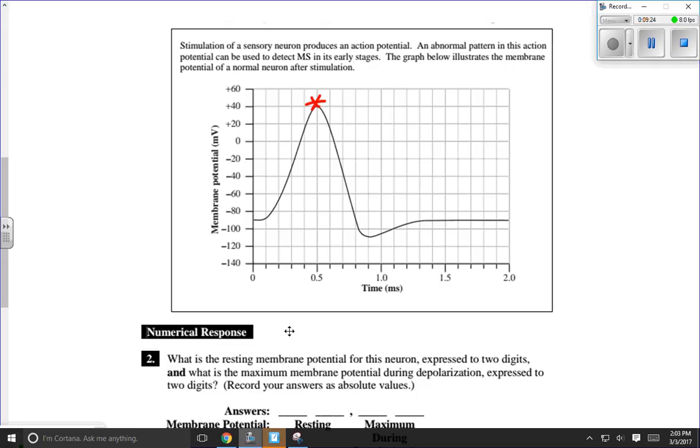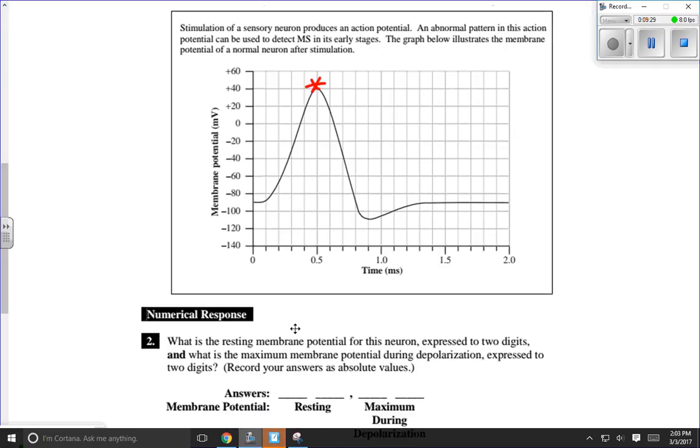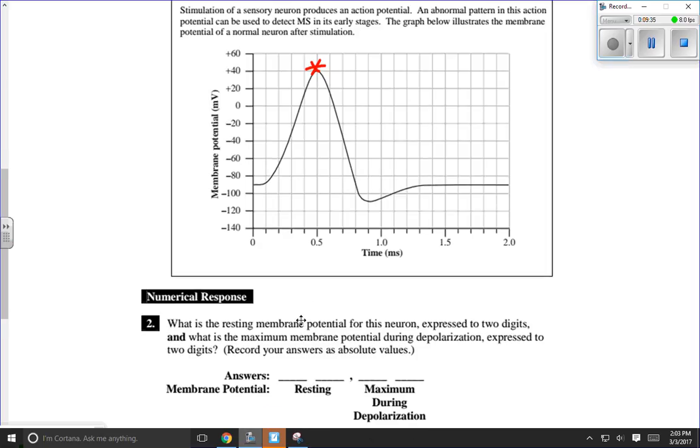So this question isn't really about MS, because this is a normal graph. I presume the graph would look a little different if the person had MS. I'm just going to scroll a little bit so you can see the rest of it there. All right, so the question reads, what is the resting membrane potential for this neuron expressed to 2 digits? So resting membrane potential is going to be when the sodium channels are closed and when the potassium channels are closed, and when those pumps, the sodium-potassium pump is pumping in a 3-to-2 ratio.